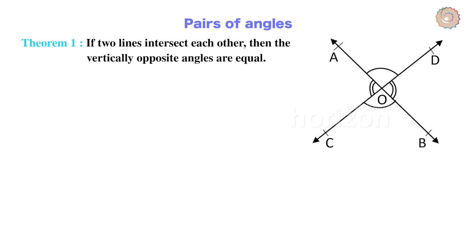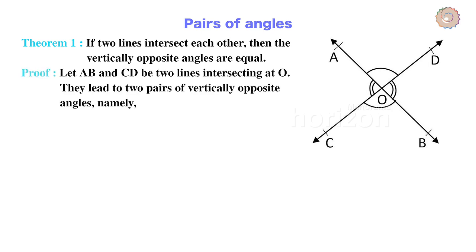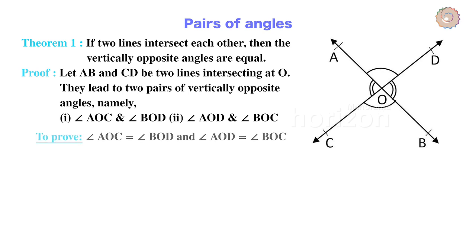Let's see its proof. In the statement above, it is given that two lines intersect each other. So, let AB and CD be two lines intersecting at O. They lead to two pairs of vertically opposite angles, namely angles AOC and BOD and angles AOD and BOC. We need to prove that angle AOC equals angle BOD and angle AOD equals angle BOC.